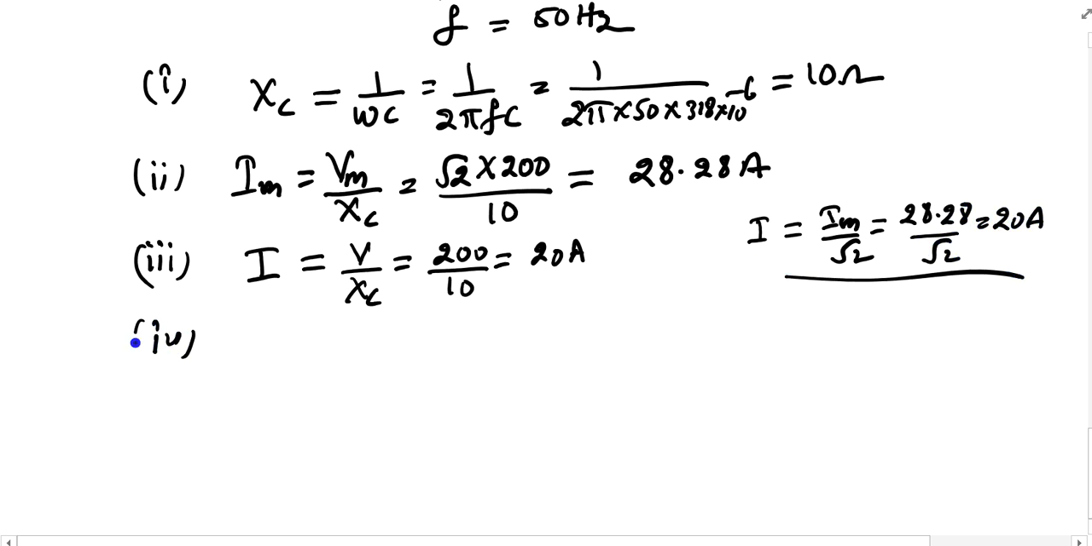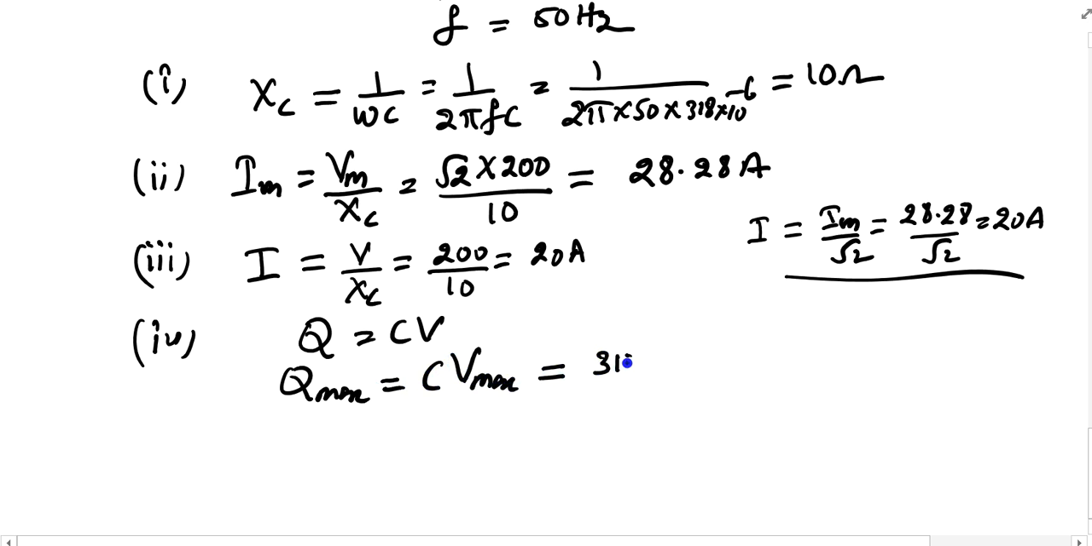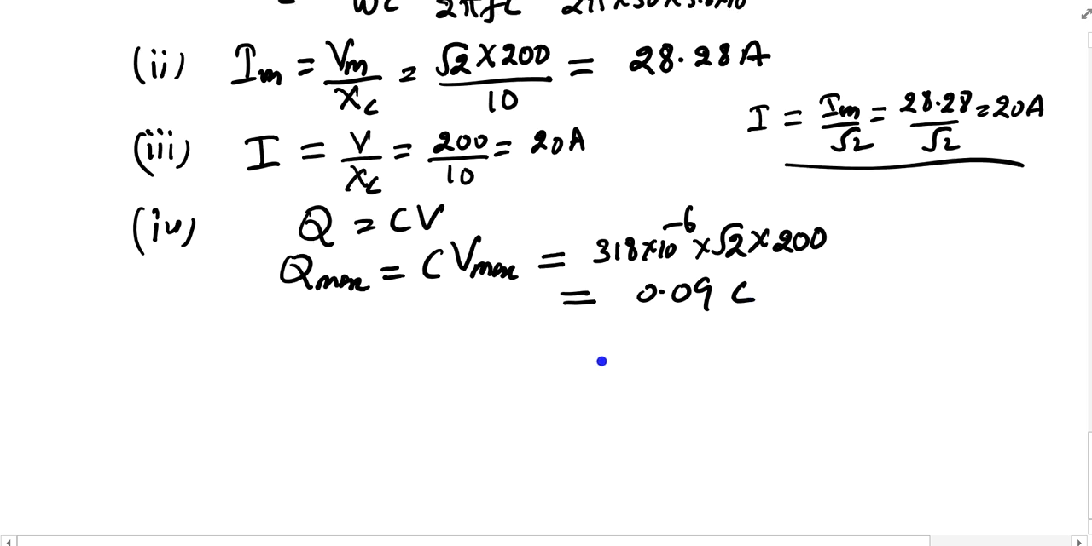And the next point is to calculate the maximum charge. You know the charge relation, Q is equal to C into V. If you want to calculate the maximum charge, this is nothing but C into V max. The capacitor is 318 into 10 to the power of minus 6, and V max is nothing but root 2 into the RMS value of the voltage. Do this, you will get 0.09 coulombs. This is how you will get it.